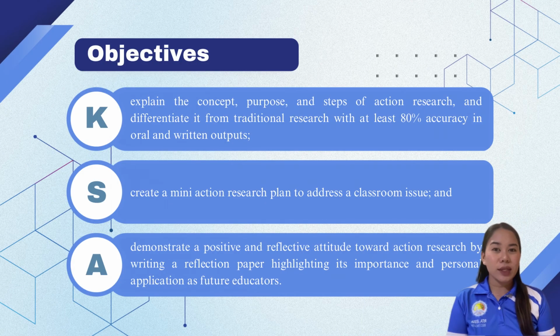So at the end of the lesson, the students should be able to explain the concept, purpose, and steps of action research and differentiate it from traditional research with at least 80% accuracy in oral and written outputs. Create a mini action research plan to address a classroom issue and demonstrate a positive and reflective attitude toward action research by writing a reflection paper highlighting its importance and personal application as future educators.